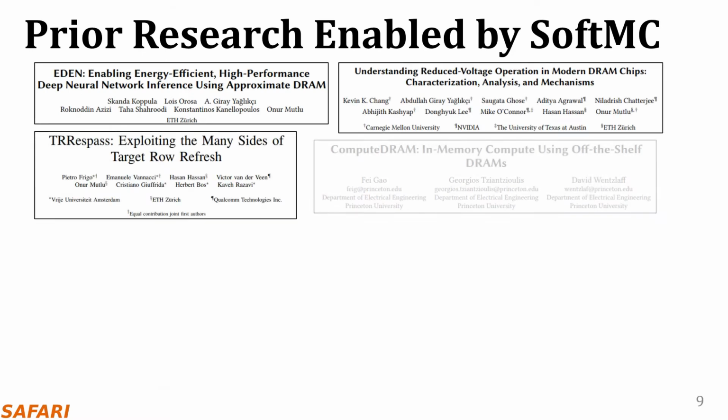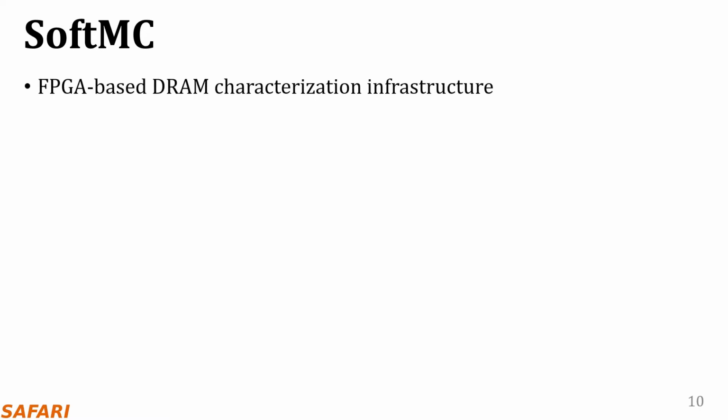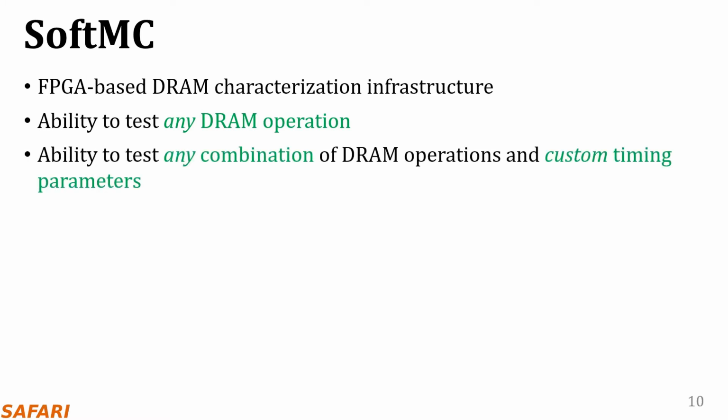In fact, there is a large body of past research that uses SoftMC to explore some aspects of DRAM behavior. However, there is still a lot to do in this area. Let's see an overview of SoftMC, see what the infrastructure looks like, and then write a simple DRAM test using SoftMC. SoftMC is an FPGA-based DRAM characterization infrastructure that has the ability to test any DRAM operation and any combination of DRAM operations with arbitrary timing parameters.